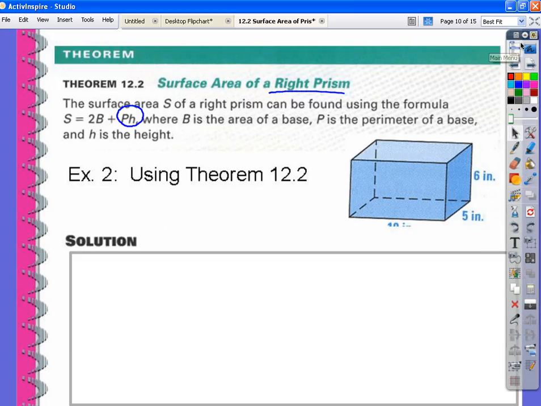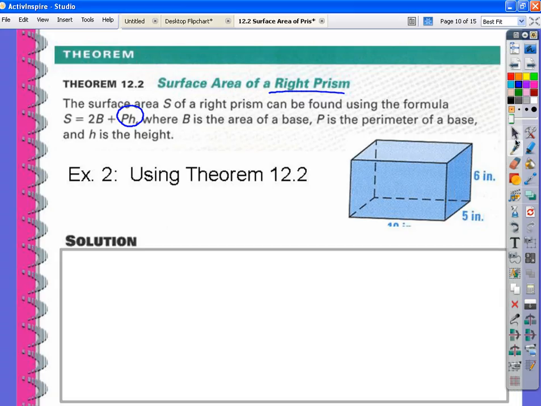If I want to use that formula we just came up with to calculate the surface area of this, what kind of prism is that? Rectangular. The base looks like a 10 by 5 rectangle. Okay. How's that going to work? What's the area of the base?